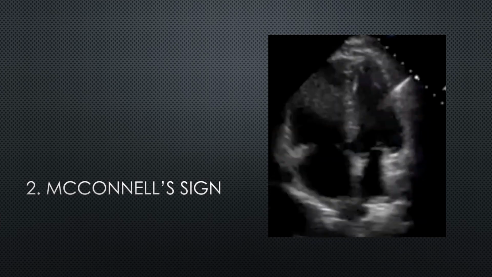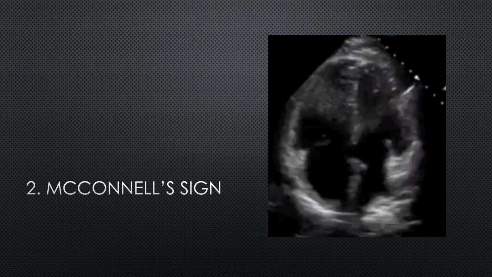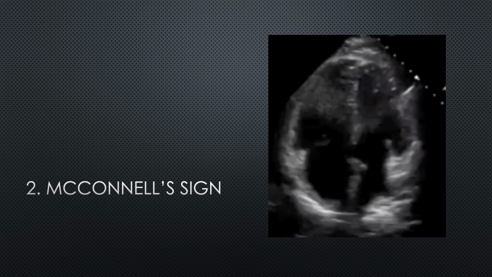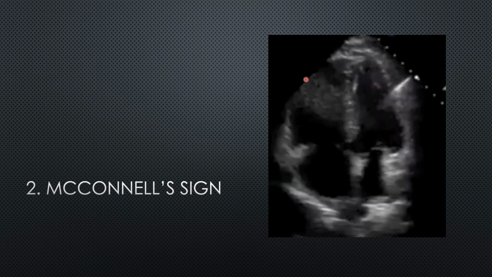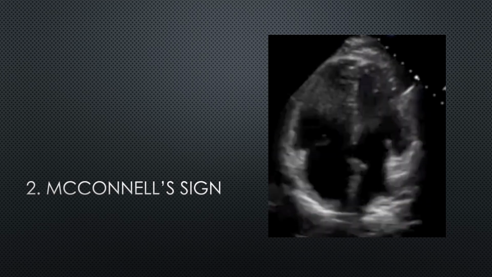And the second thing to keep an eye out for is McConnell's sign. So McConnell's sign is where you have RV dysfunction, but sparing of the apex. So in this image, the free wall of the RV is hardly moving, but this apex is moving. It's winking at us, isn't it?